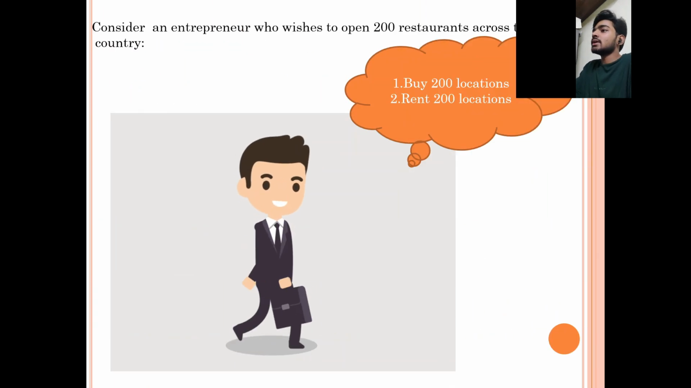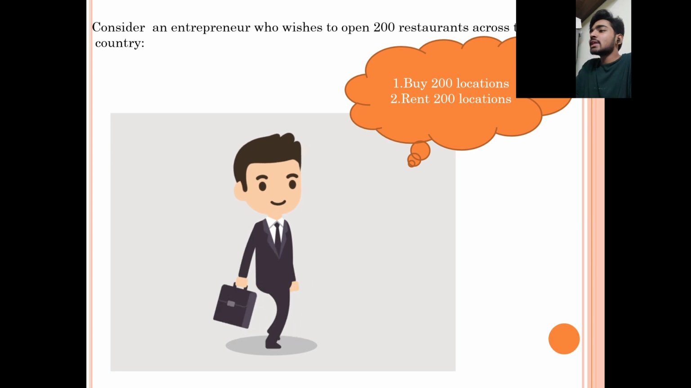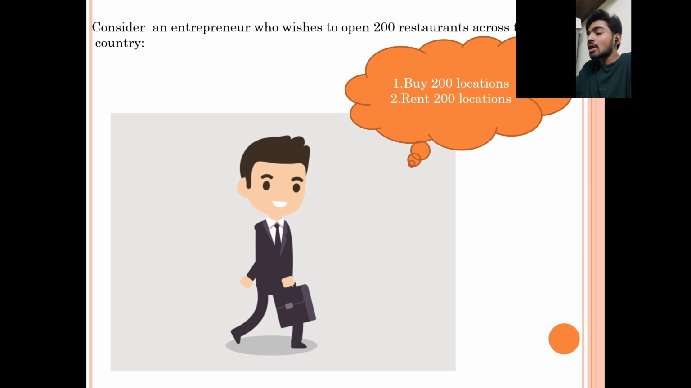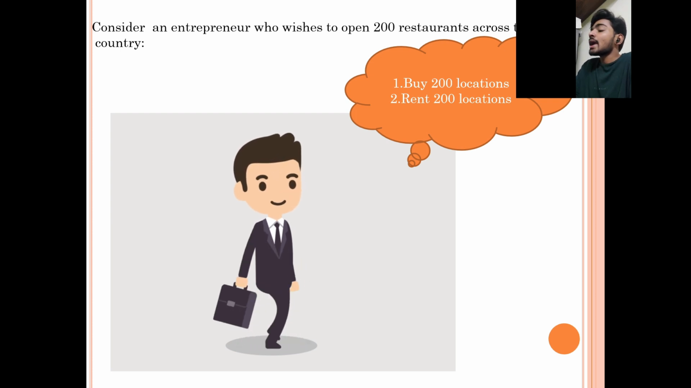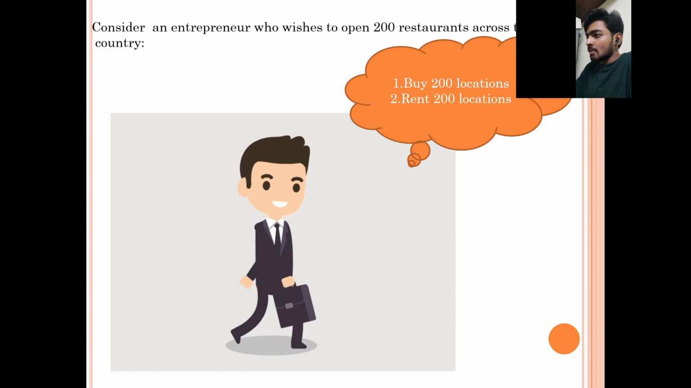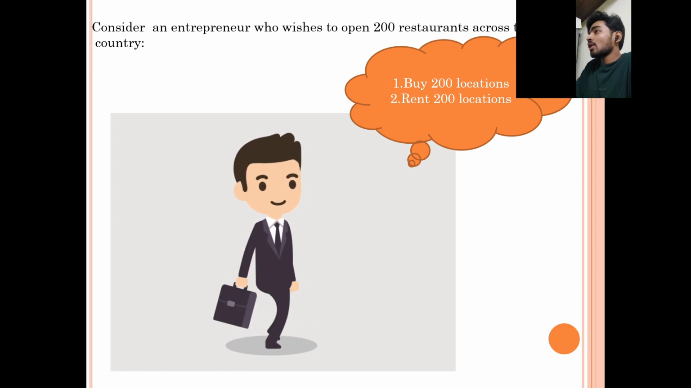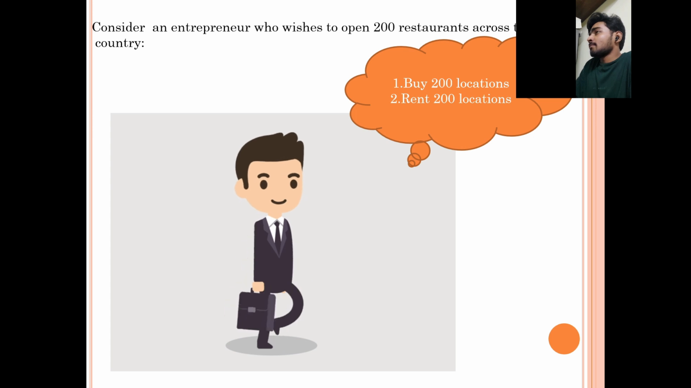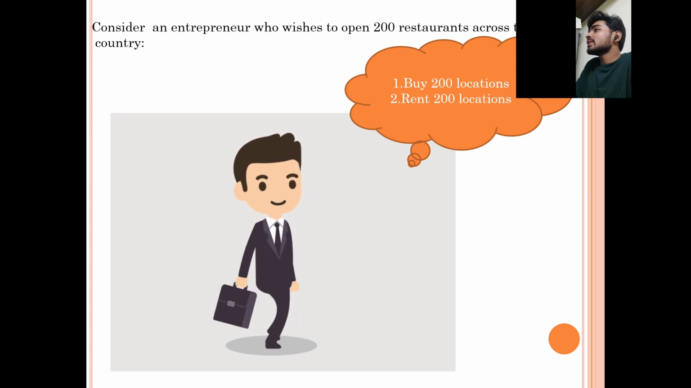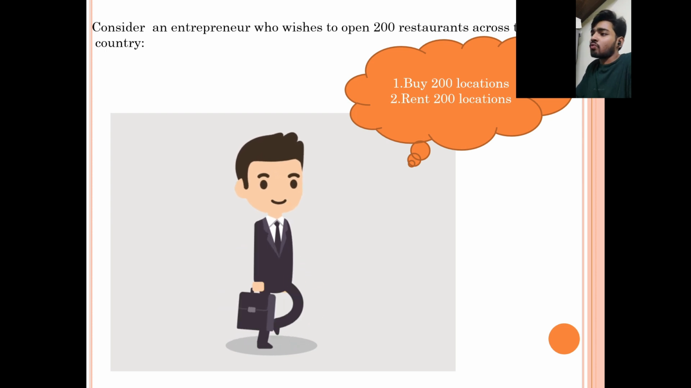So let's consider an entrepreneur. His name is Rishi and he wants to open 200 restaurants across the country. Basically, he has two options: either buy 200 locations or rent 200 locations. Let's consider one location costs a maximum of 1 crore. Renting a location costs a maximum of 20 to 40,000.